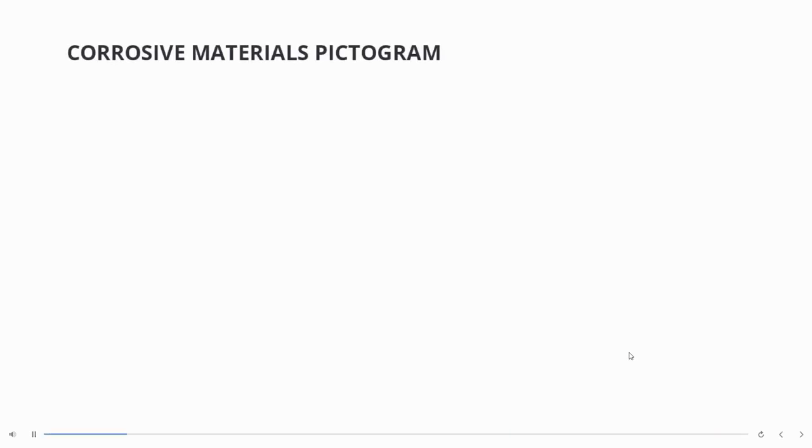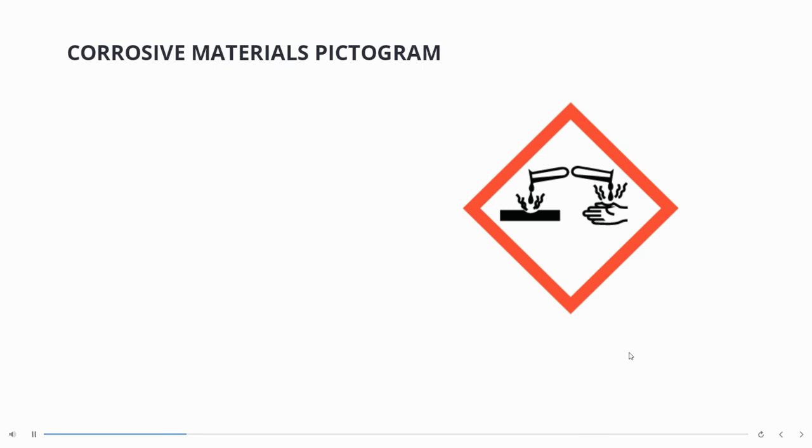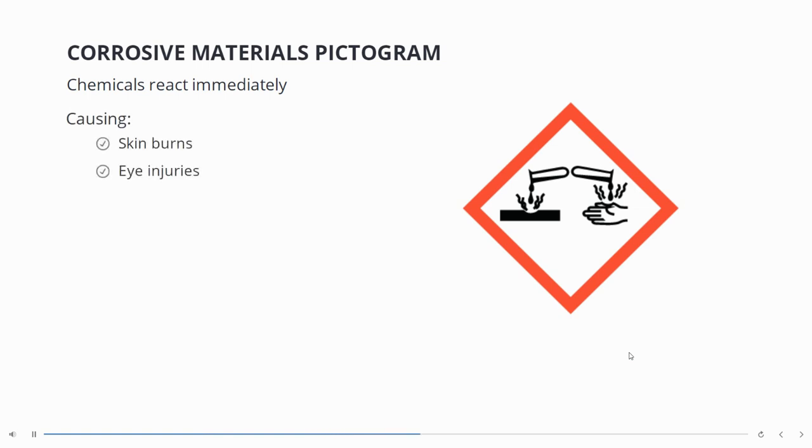The symbol of corrosion. This pictogram signifies that the material can chemically react with material or skin, causing skin burns and serious eye injuries. This damage is devastating, and chemicals react immediately. Extreme caution must be taken when handling these materials, with proper PPE worn at all times when doing so.